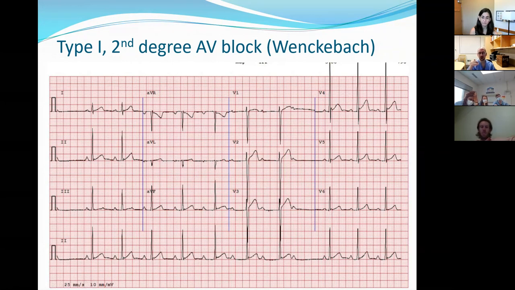If you're trying to figure out whether it is type 1, Mobitz 1, or type 2, Mobitz 2, that's where you're going to get your answer. If you see that the first return beat has a prolonged PR interval, like over 200 milliseconds, that makes it a little more likely to be Wenckebach, because it suggests there's AV node disease.